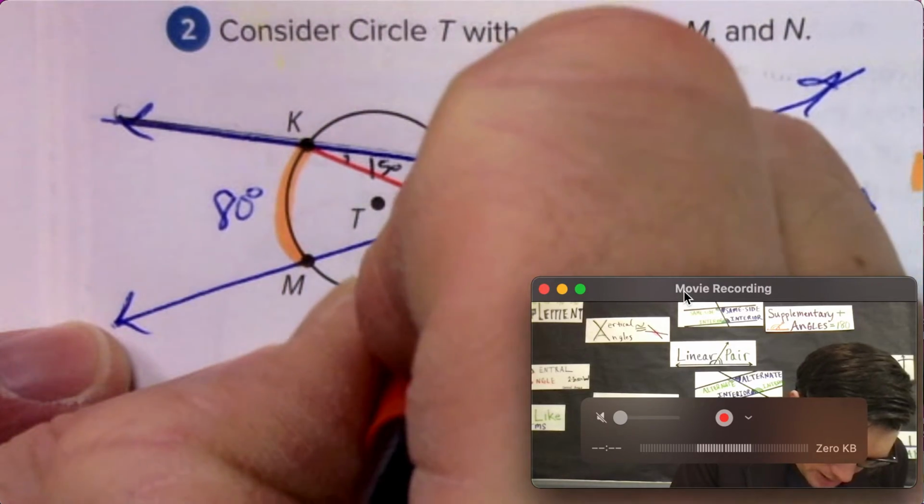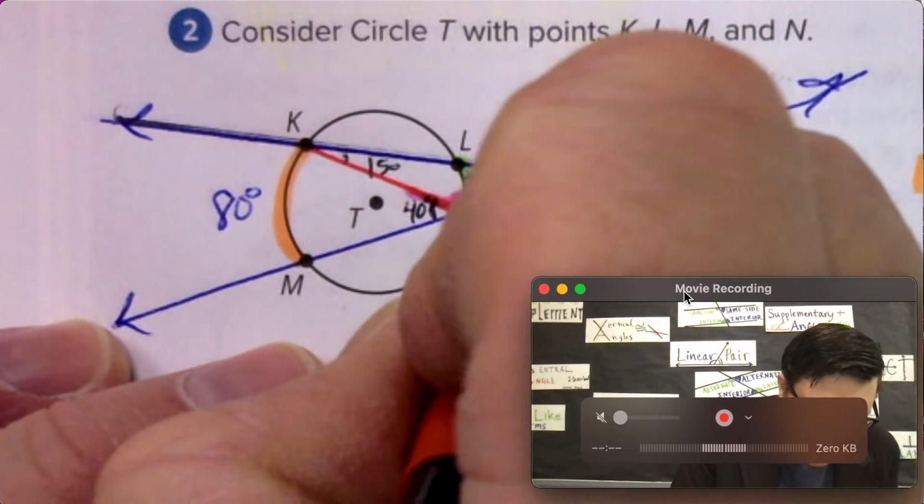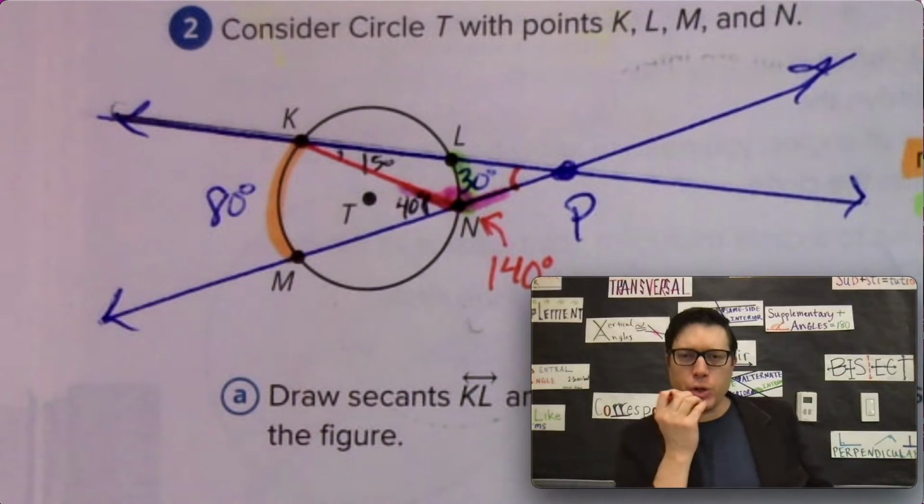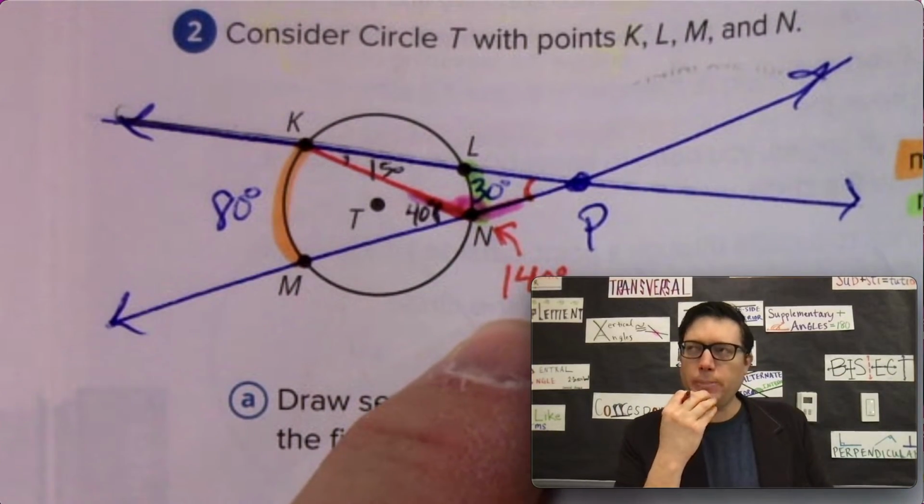But this angle that is KNP, this angle N is 140 degrees. Why would that be possible? Why would it be true that this angle is 140? Pause, think about it.